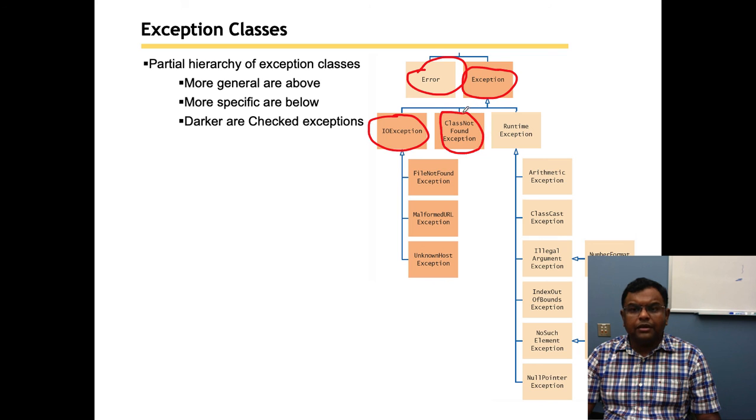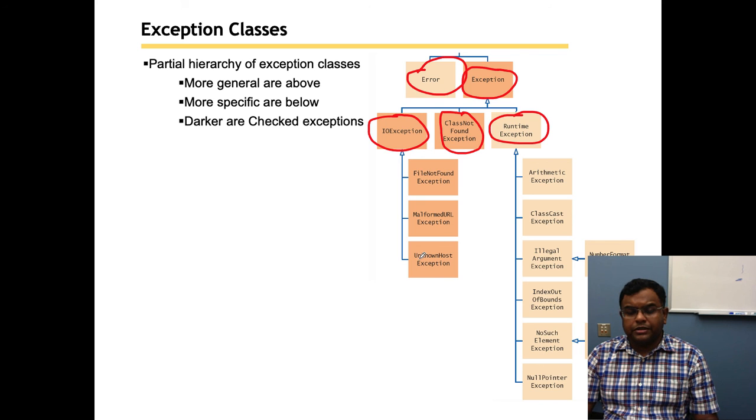This kind of exception happens when you write code and you use a class and that class is not defined anywhere. Then the ClassNotFoundException will happen. Then there are runtime exceptions. So let's first talk about the IO exceptions. IO exceptions include FileNotFoundException, then MalformedURLException. If you give a URL that is not formatted properly, then you will have this kind of exception.